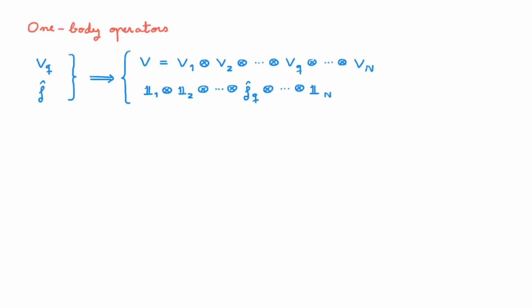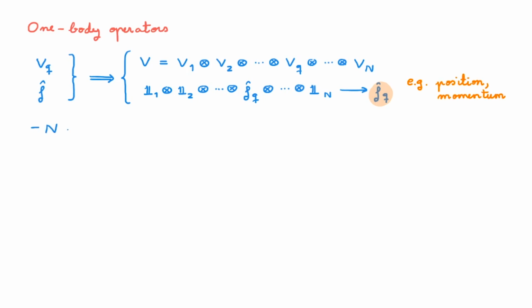To make our life easier, we usually use the simplified notation f_q, where we omit the identity operators of all the other n-1 spaces making up the full state space. Operators like f here, that only act on one particle at a time, include well-known examples such as the position or momentum of a particle.